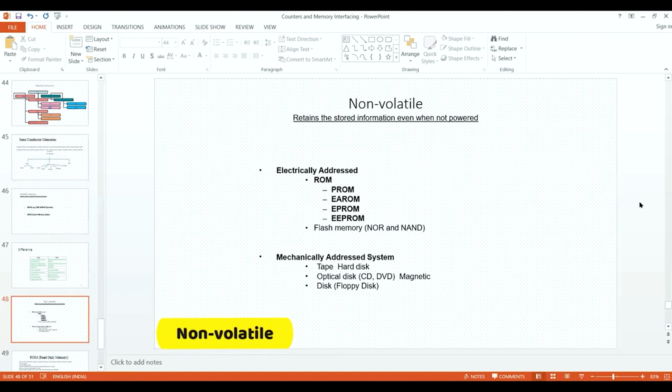In the mechanical addressed system we have tape, hard disk, and optical disk, CD, DVD, you know very well. Just write in the comment section, how many of you already knew that your CD and DVD are basically optical disks? When we talk about magnetic disk, we talk about floppy disk, and when we talk about optical disk, it is CD and DVD. Then we have ROM, read-only memory.